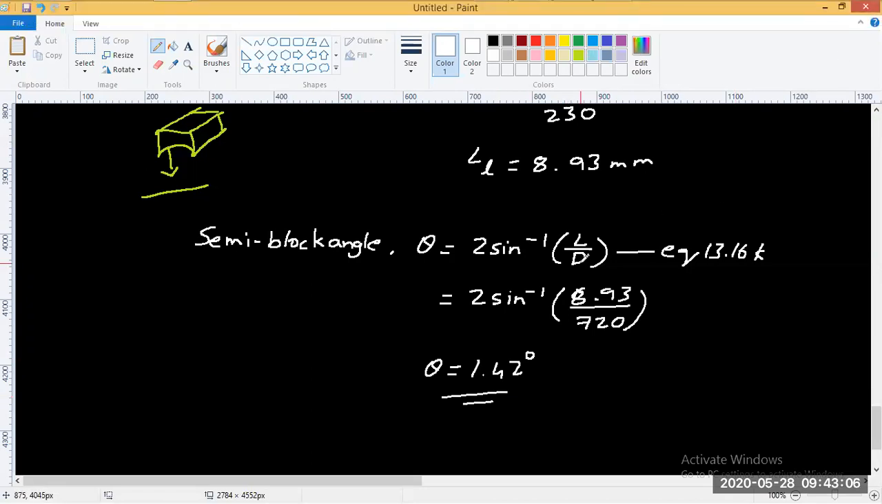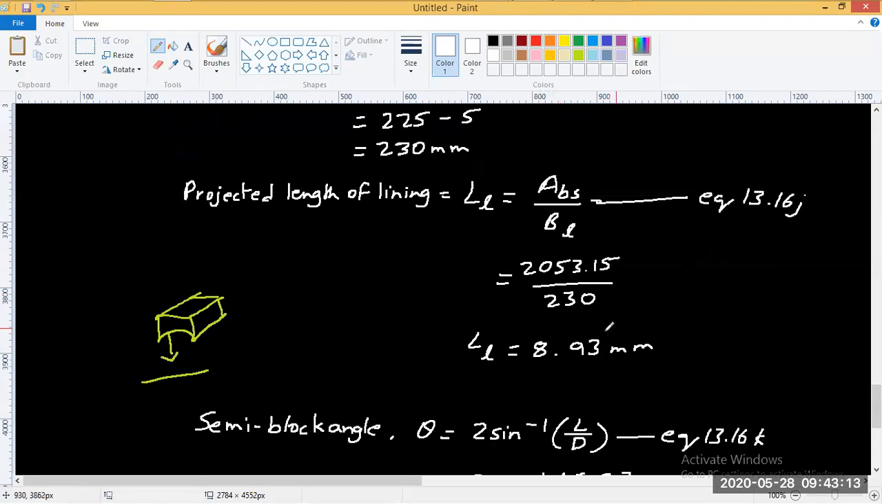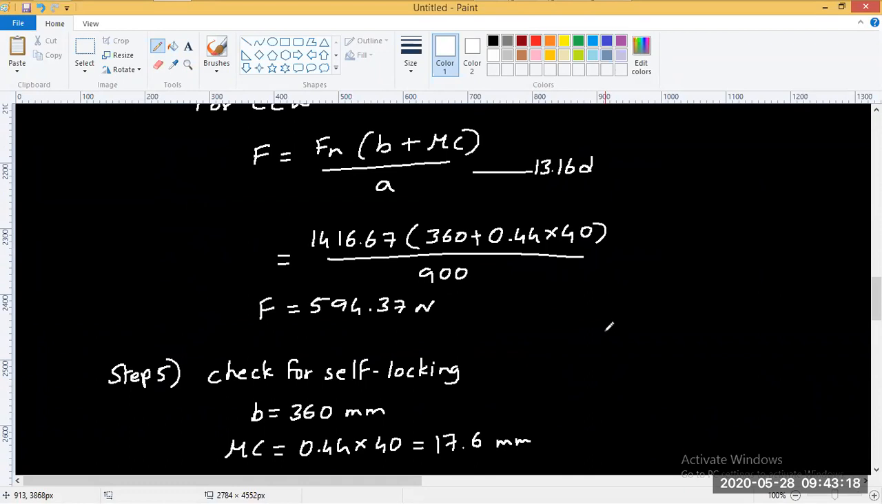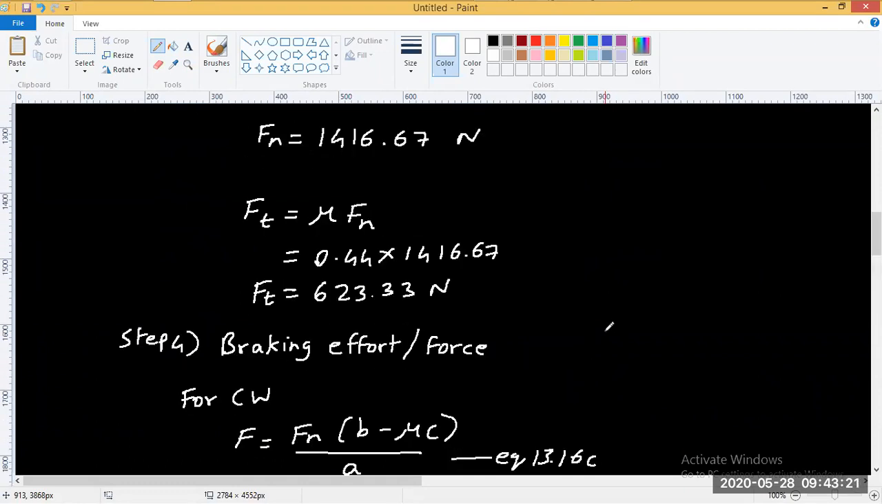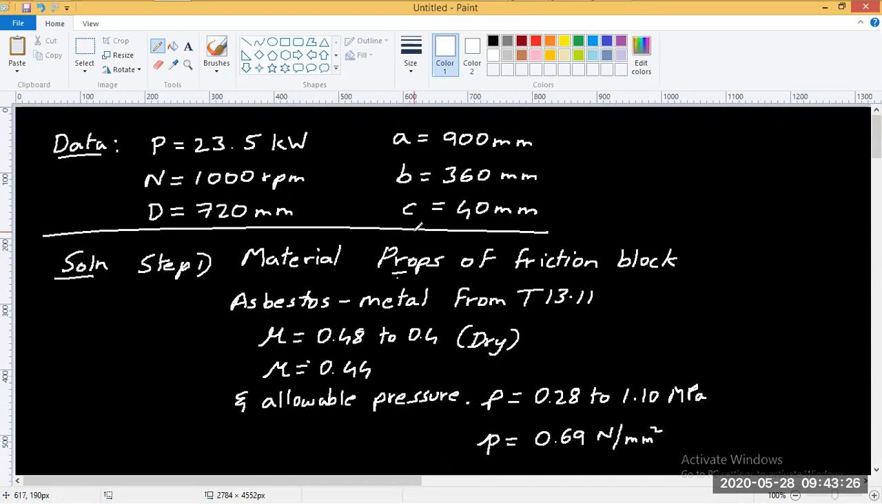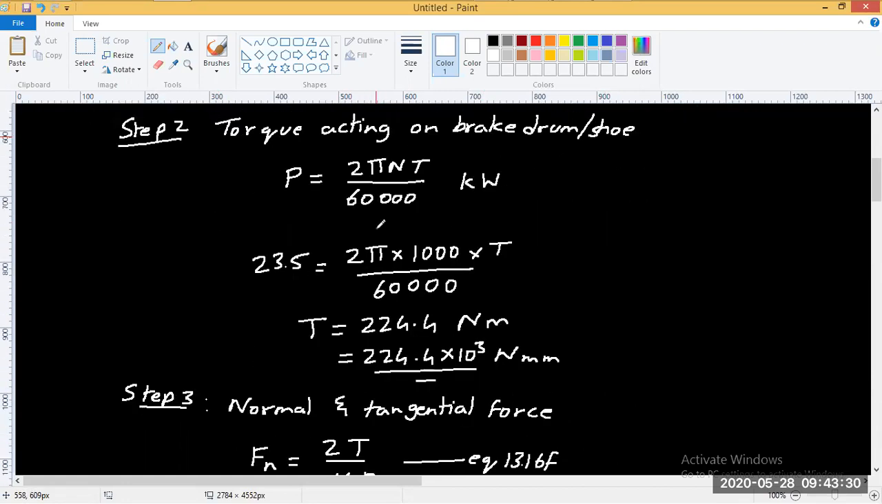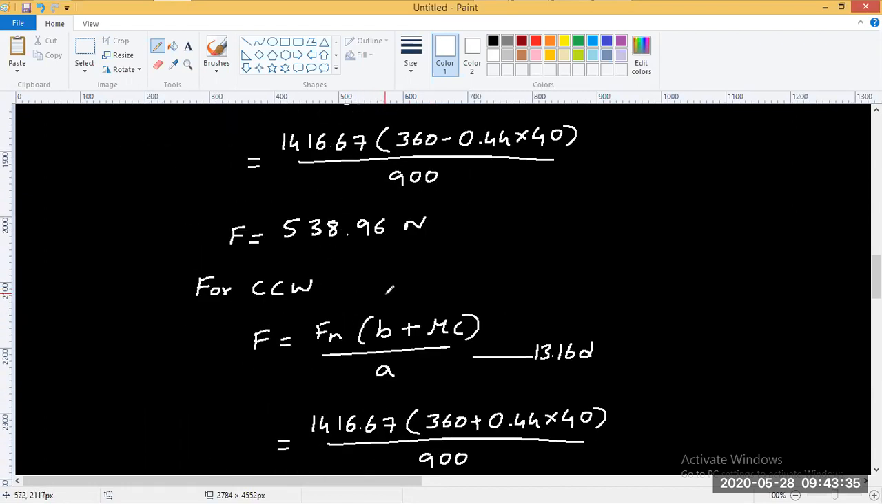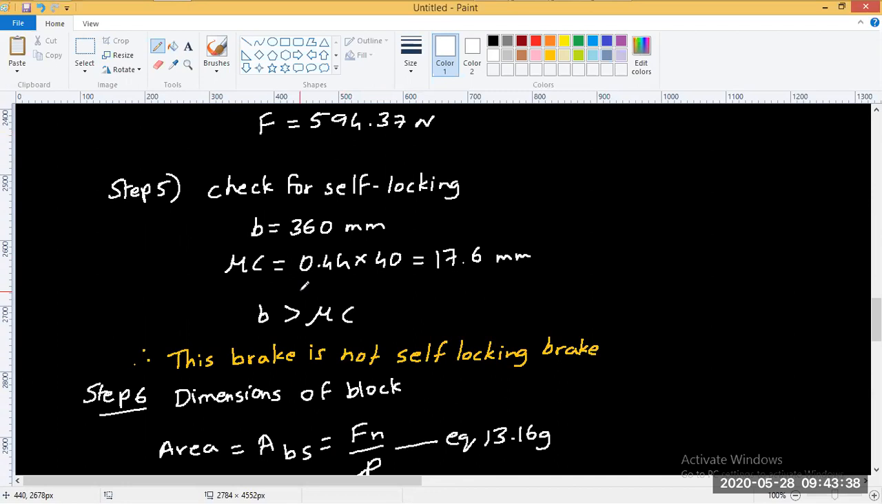That's it for the dimensions part. Right, so we are done with the numerical, and this is the only numerical we are going to do. All of them follow the same procedure as such. Some of the other data will be given or maybe missing, and some problems ask you to find whether it is self-locking or not. So this step is where some amount of distinction takes place.